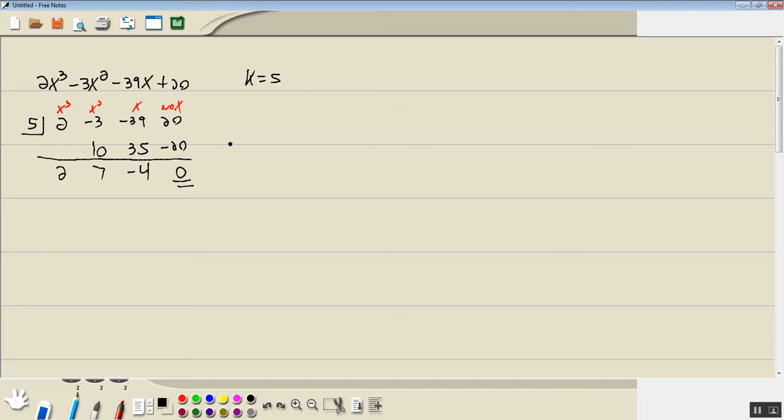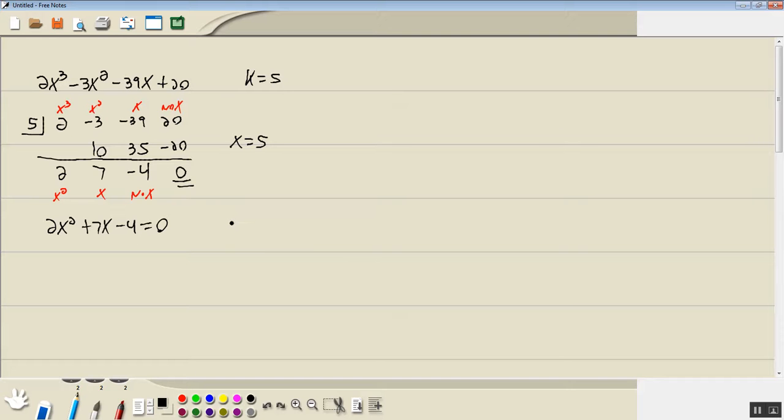Now the 0 there means that we found our first answer: x is equal to 5. Not a big surprise, the problem told us there's an answer. Now, since this was x to the third, this is going to be 1 degree lower. So this will be x squared, this will be x, and this will be our constant term. So we're left with 2x squared plus 7x minus 4 equal to 0.